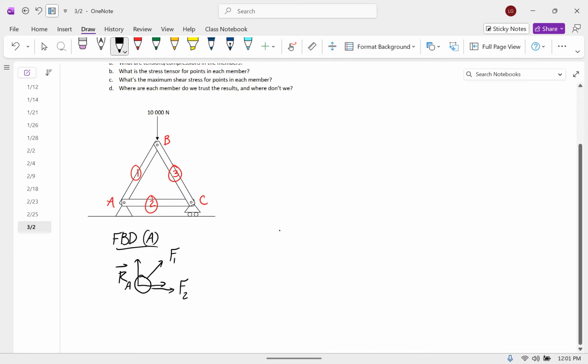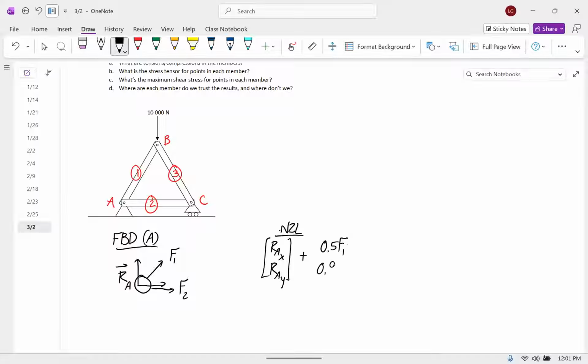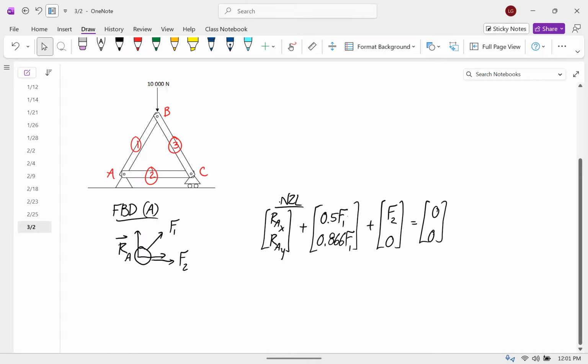So Newton's second law says RAX, RAY plus 0.5 F1, 0.866 F1 plus F2, 0 is equal to zeros. And then free body diagram of B.